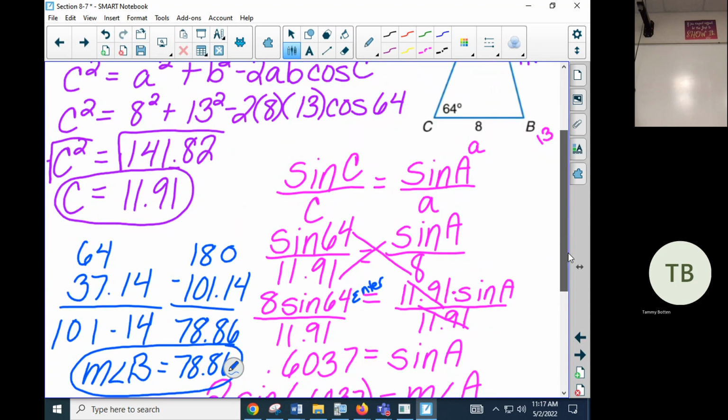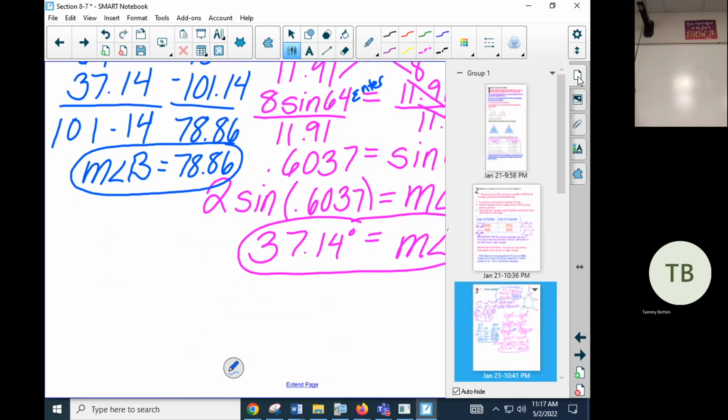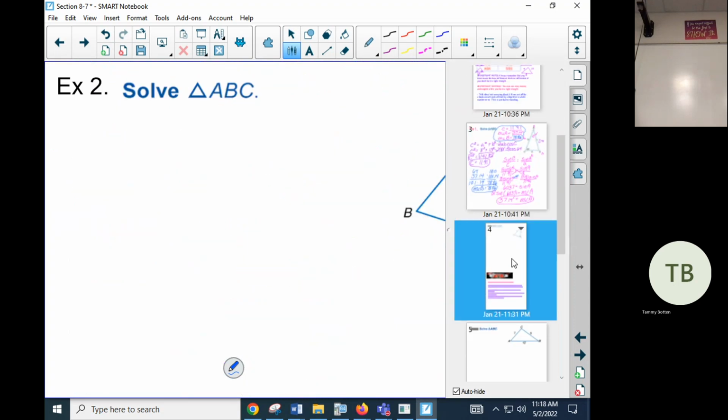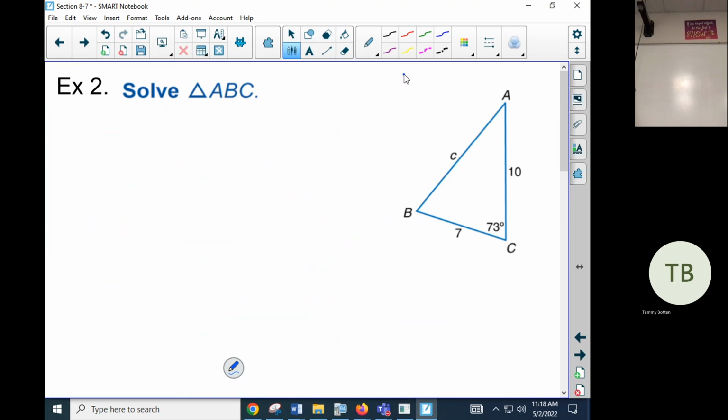Okay. Now, if we go to the next page, we're going to do one more like this, and then we'll be done for today. Okay. So if you guys look at this, hopefully you realize again that we have a side angle side problem, okay, which is law of cosine. And then I'm going to just write up here what we're looking for. We are looking for little c again. And then we're looking for the measure of angle A as well as the measure of angle B.